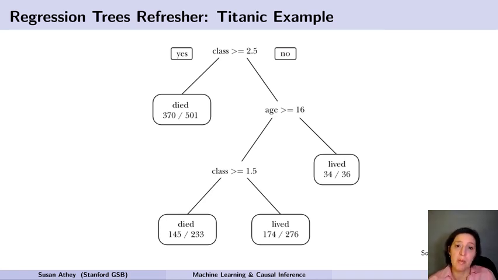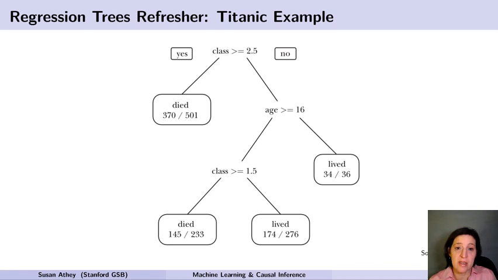So here's an example of applying a classification tree using data from who lived and who died when the Titanic went down. With this kind of tree, we can look and see, first of all, what class was the passenger in? If they were in a class greater than 2.5, which means they were the low class, they had the cheap tickets on the Titanic, we see in this left branch here that a lot of them died. 370 out of 501 low-class passengers died when the Titanic went down.